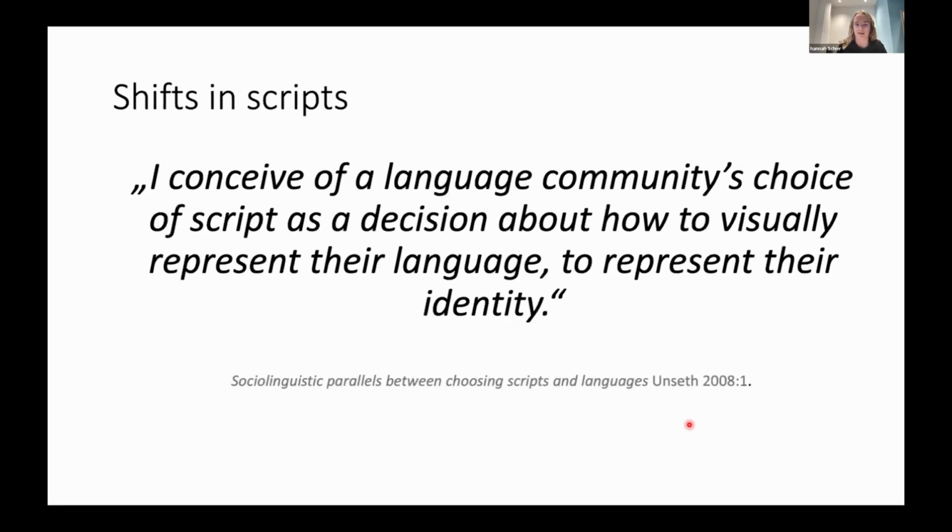Before I establish the precise categories we are working with, let me situate this within the broader writing studies conversation. Script switching as a communicative practice has been identified across writing traditions. Unseth's sociolinguistic framework establishes that script choice constitutes a decision about visual identity.